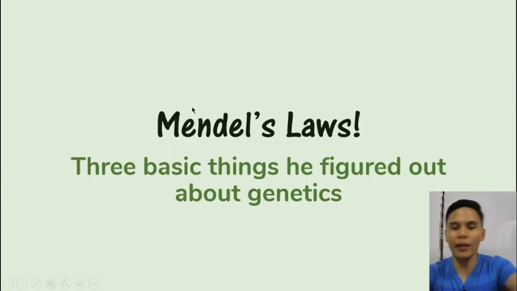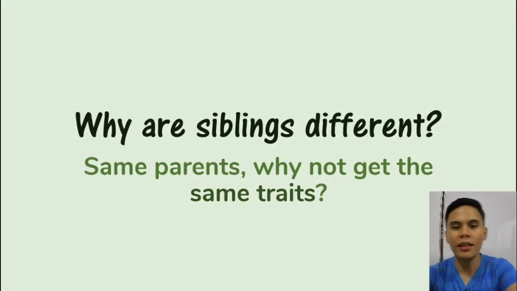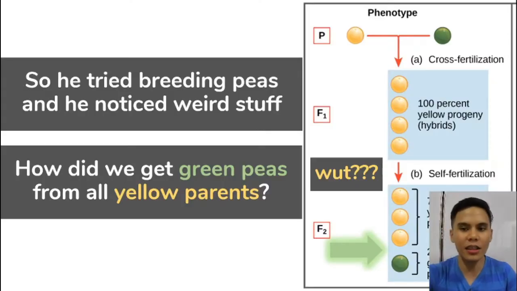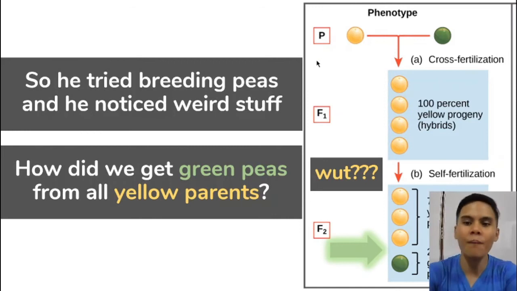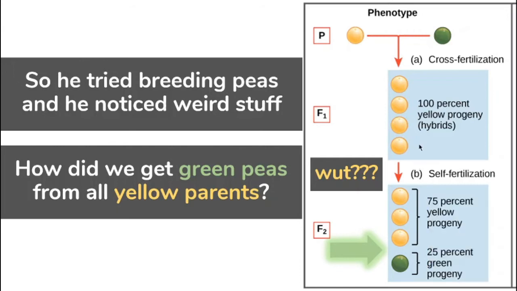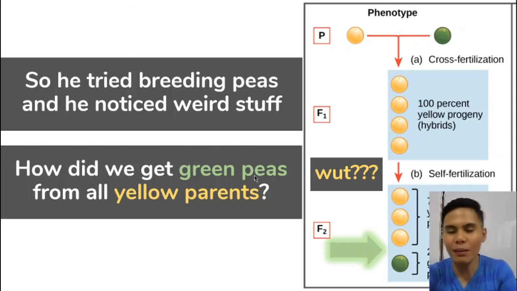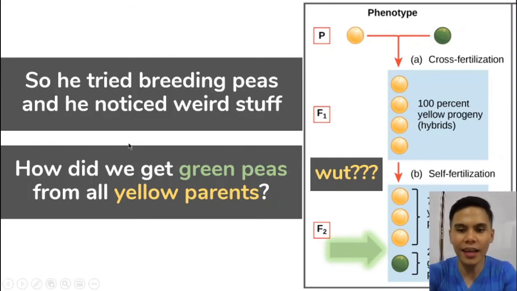So Mendel found out three basic laws, three things about genetics that made him the father of modern genetics. The first one is related to this. Why are siblings different? They have the same parents, why not get the same traits? Why are you and your siblings different? So the reason is because of things like this. So Gregor Mendel, when he was experimenting on pea plants, tried breeding peas and noticed some weird stuff. In this case, we have 100% yellow peas, and then their offspring included 25% green peas. How do you get green peas if all the parents are yellow? That doesn't make any sense unless you explain it in this way.